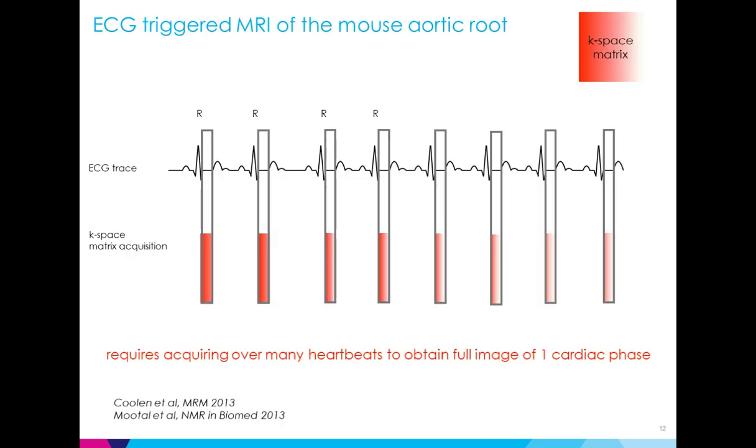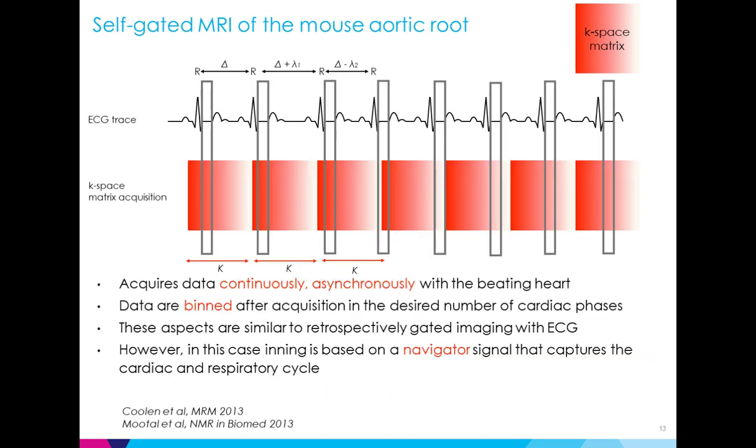So in order to overcome these obstacles, we have taken, and I'm showing here, pretty much the same concept, where over different heartbeats, a different portion of K-space would be acquired, and then all of these will be combined together to obtain a full image of one cardiac phase, basically one snapshot that can be acquired either in systole or diastole. A slightly different approach can be taken, which can lead to more efficient imaging.